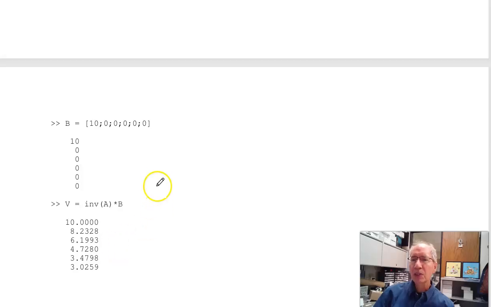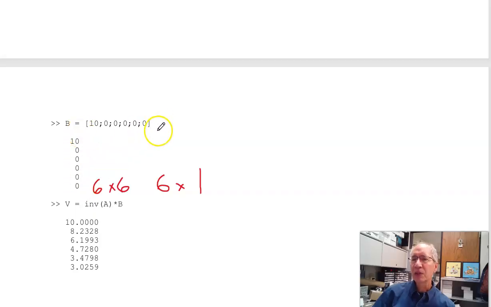Note on the homeworks, a couple students are running into problems. If you make this a row matrix, Matlab will give you an error. A is a 6 by 6 matrix. B has to be 6 by 1. When you multiply matrices, the inner dimension has to match. If I made B a row matrix, that'd be a 6 by 6 times a 1 by 6. Matlab will complain saying, can't do that. And B has to be a column vector.